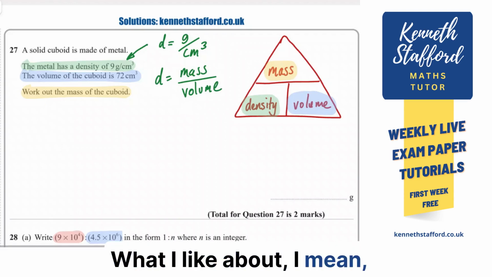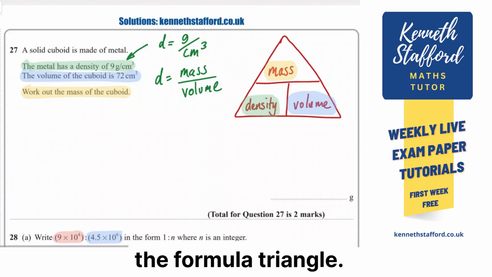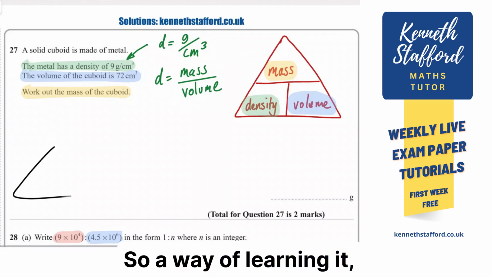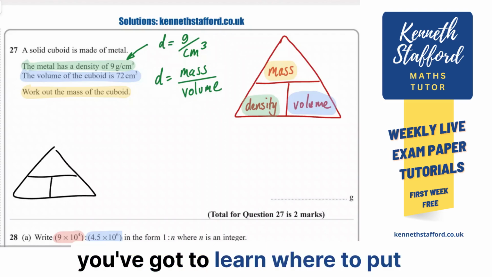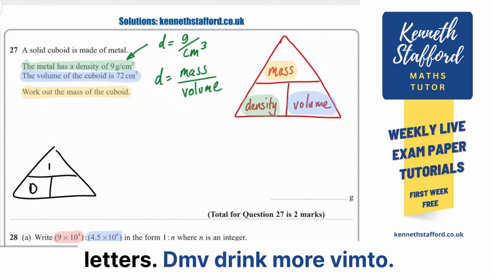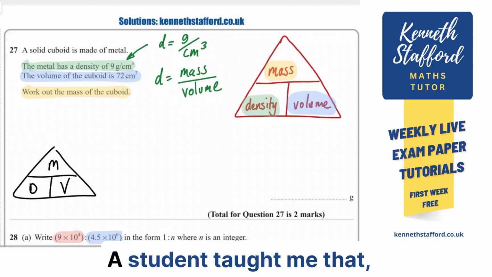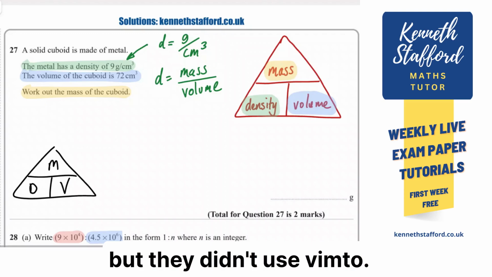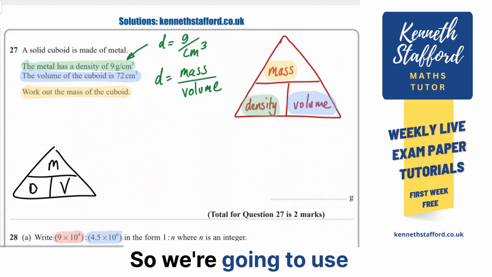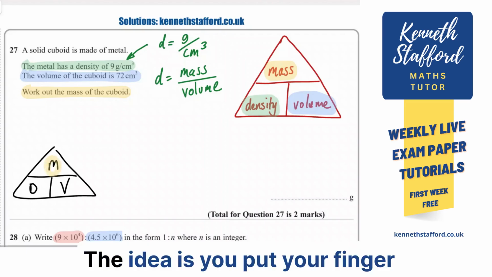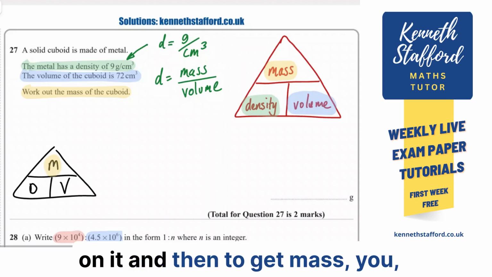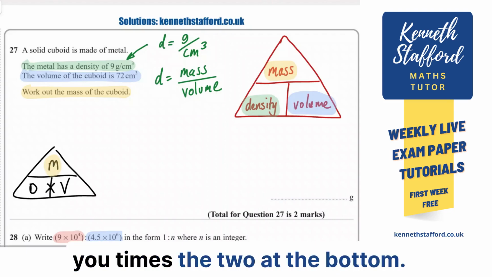What I like about, I mean, some teachers don't like the formula triangle. I like it, particularly for questions like this. So a way of learning it, you've got to learn where to put letters. DMV, drink more Vimto. A student taught me that, but they didn't use Vimto. So we're going to use this triangle. I like to use it to figure out the mass. The idea is you put your finger on it, and then to get mass, because it's at the top, you times the 2 at the bottom.